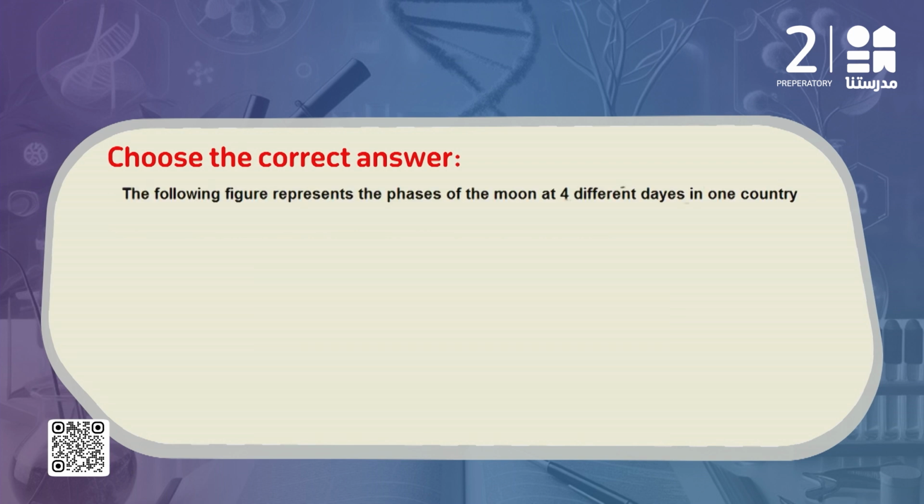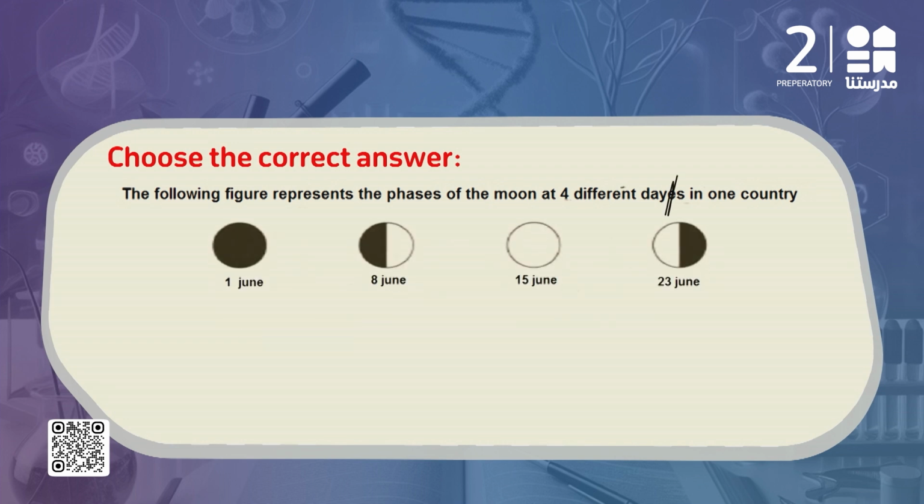Let's move to another question, asking: the following figure represents the phases of the moon on 4 different days in one country. Here we have the phase on the 1st of June, on the 8th of June, and on the 15th of June, which is in the middle of the lunar month. And here by the end of the 3rd week.